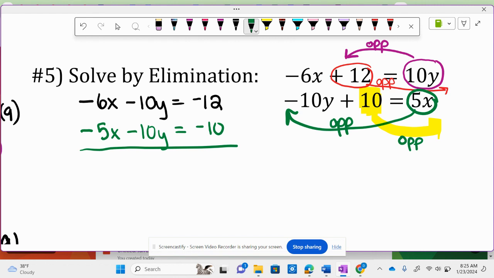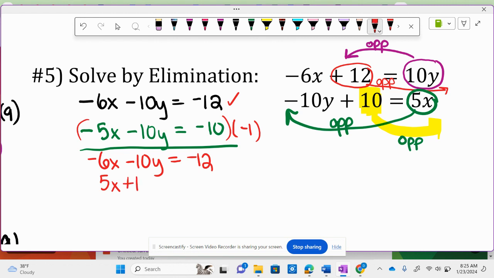Do we have opposite coefficients, or can we make opposite coefficients? Jansen, what are you going to do? Which one do you want to multiply? The bottom one by negative 1. Good job. So the first one does not change, stays the same. Negative 6x minus 10y equals negative 12. The second equation, negative 1 times negative 5x, gives me a positive 5x. Negative 1 times negative 10y gives me a positive 10y. And negative 1 times negative 10 gives me a positive 10.